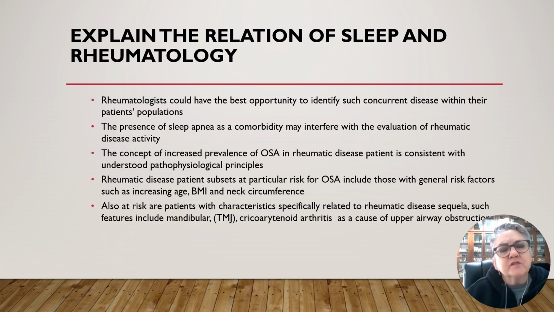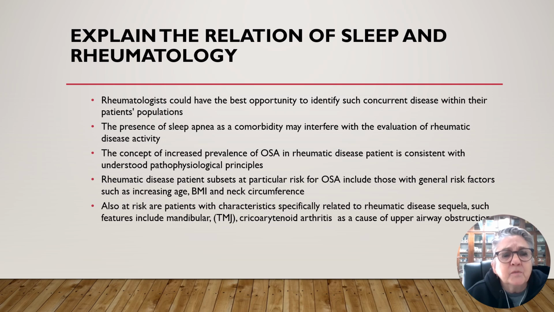Okay, we're down to the last two objectives for this unit. And this one is to explain the relation of sleep and rheumatology. Rheumatologists could have the best opportunity to identify such concurrent disease within their patient populations. The presence of sleep apnea as a comorbidity may interfere with the evaluation of rheumatic disease activity. The concept of increased prevalence of OSA in rheumatic disease patients is consistent with the understood pathophysiological principles.